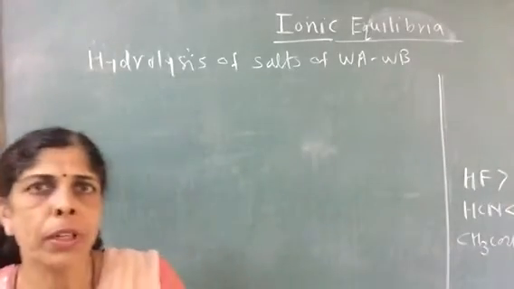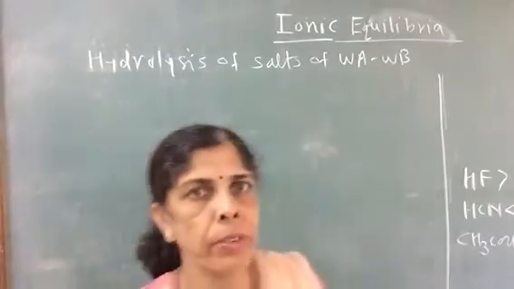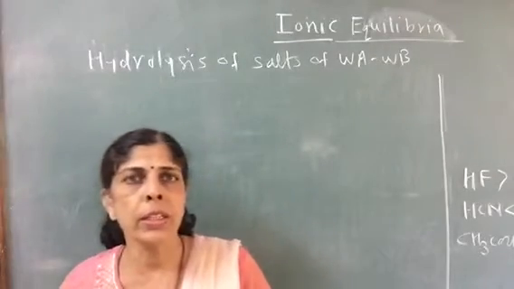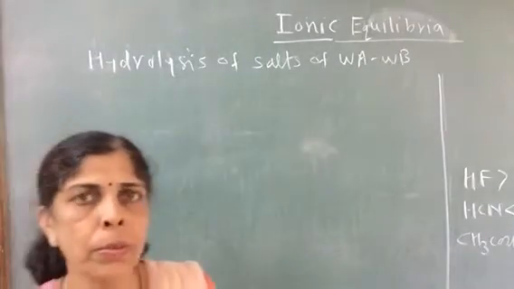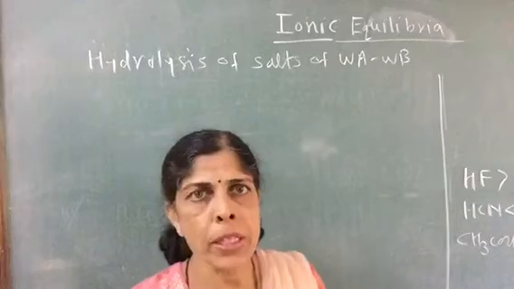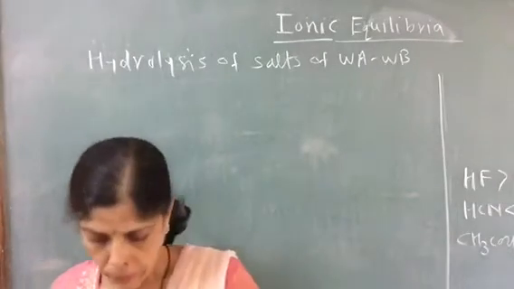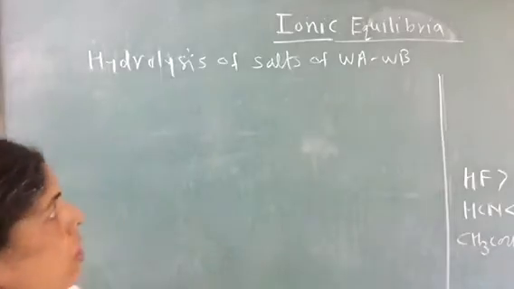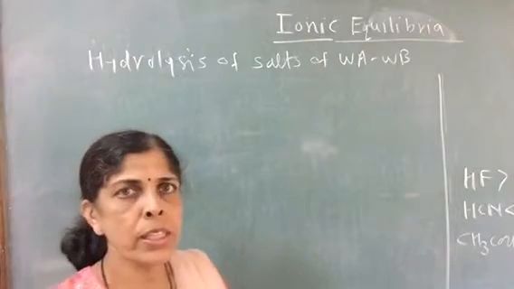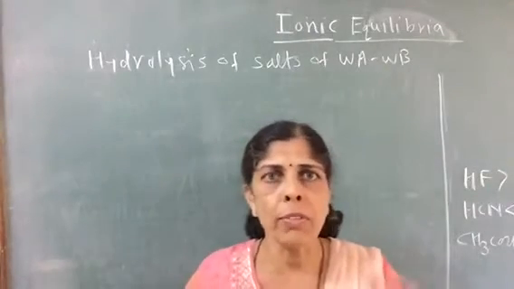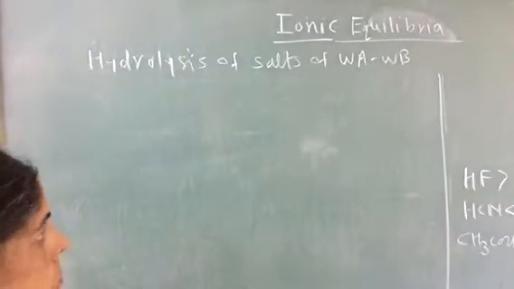Now we will continue the chapter with hydrolysis of salts of weak acid and weak base. In the last video we have seen the concept of hydrolysis. Also we have seen hydrolysis of the salts of strong acid strong base, then strong acid weak base and weak acid strong base. With the continuation of that we are going to discuss now hydrolysis of the salts which are made up of weak acids and weak bases. If both are weak, how hydrolysis takes place.